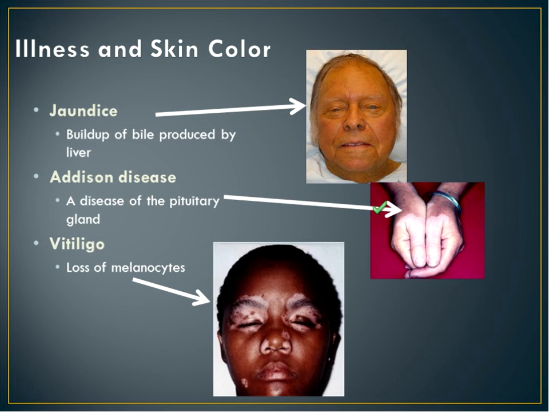So JFK has that sexy tanned glow. It wasn't because he was out sunning himself on the South Lawn of the White House. It was because he had Addison's disease. And then vitiligo, the most famous person that many of you would know that has vitiligo is Michael Jackson, and it's a loss of melanocytes. So whereas Addison's disease is a hyperpigmentation of the skin, vitiligo is a hypopigmentation, where the body just starts to lose those melanocytes. It can happen in people of all different races, but it's just much more noticeable for people that are darkly complected.